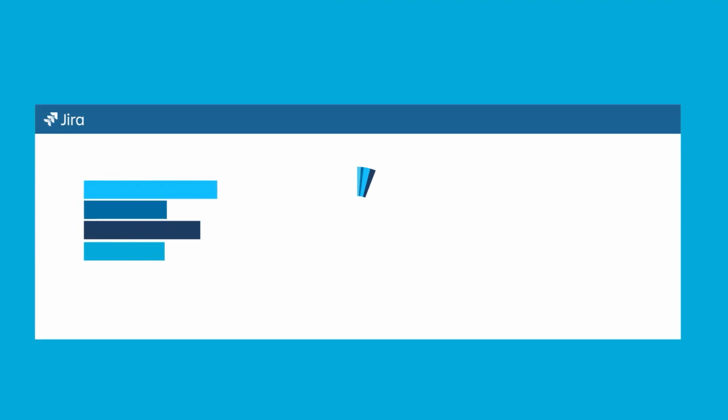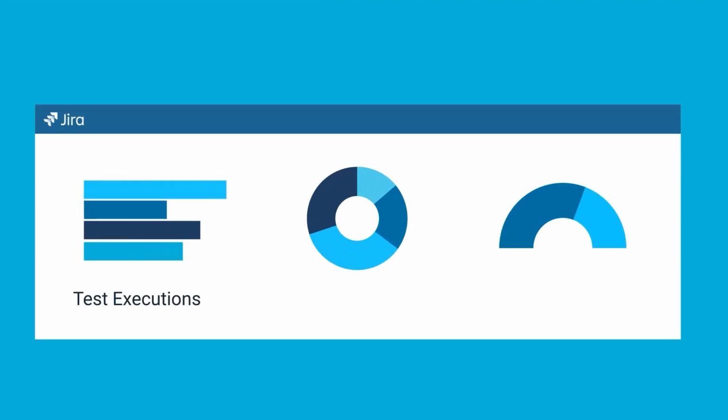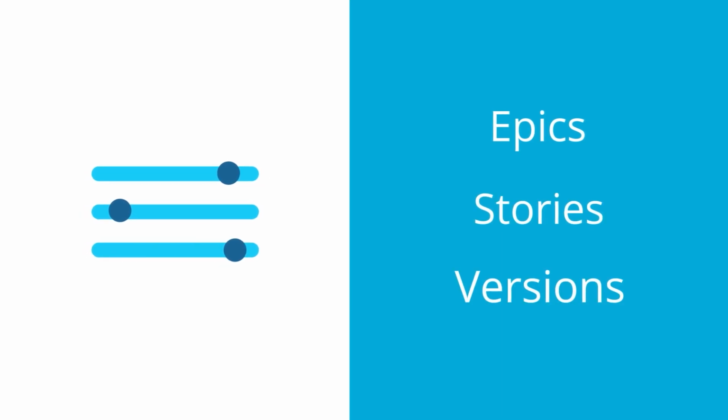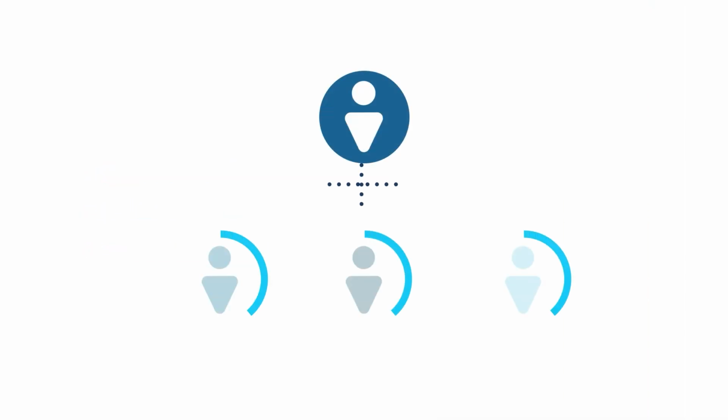You get a wide range of cross-project reports on test executions, traceability, and coverage. Tweak these reports with powerful filters to see the details you need and get real-time updates to your team with your choice of Jira dashboard gadgets.